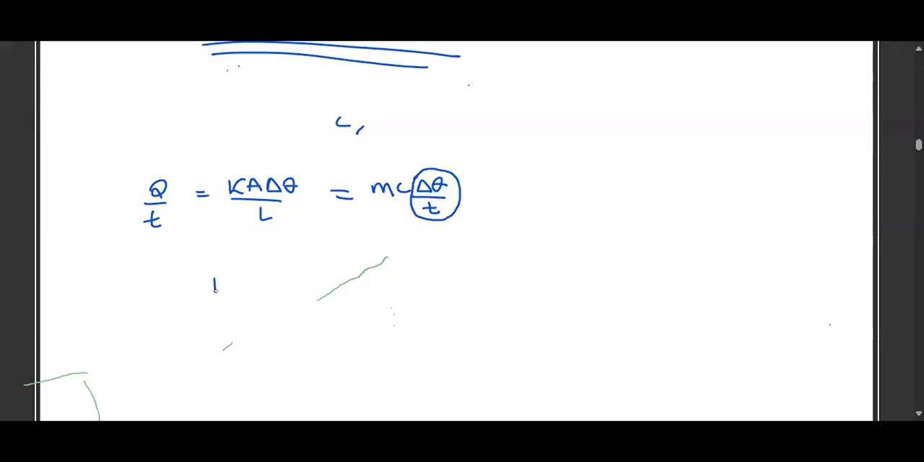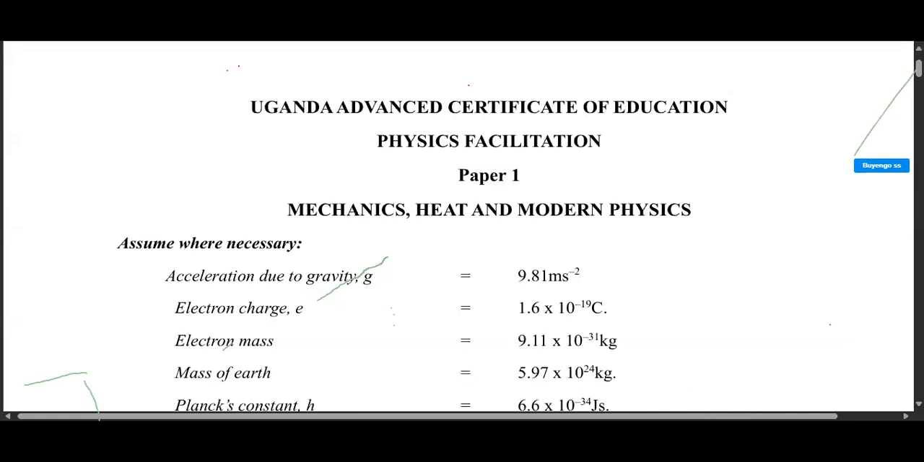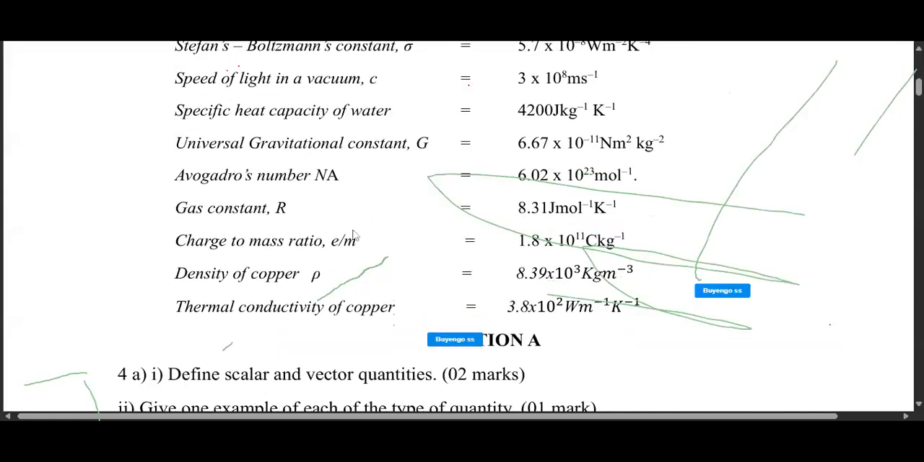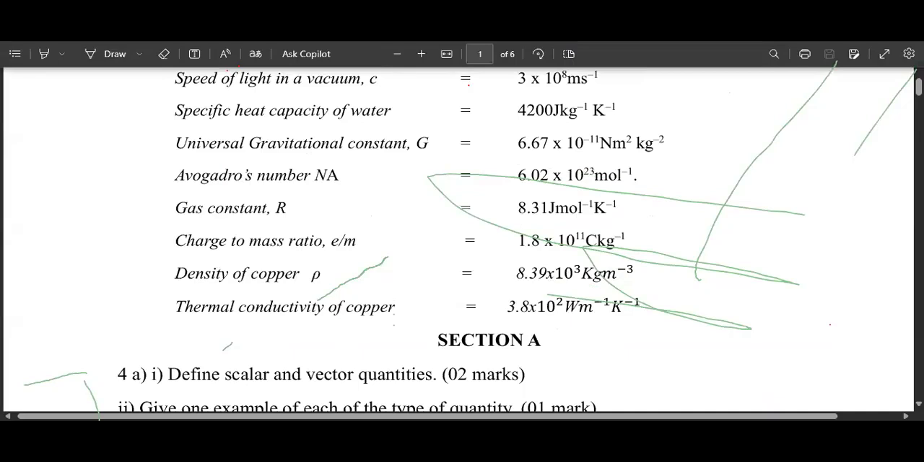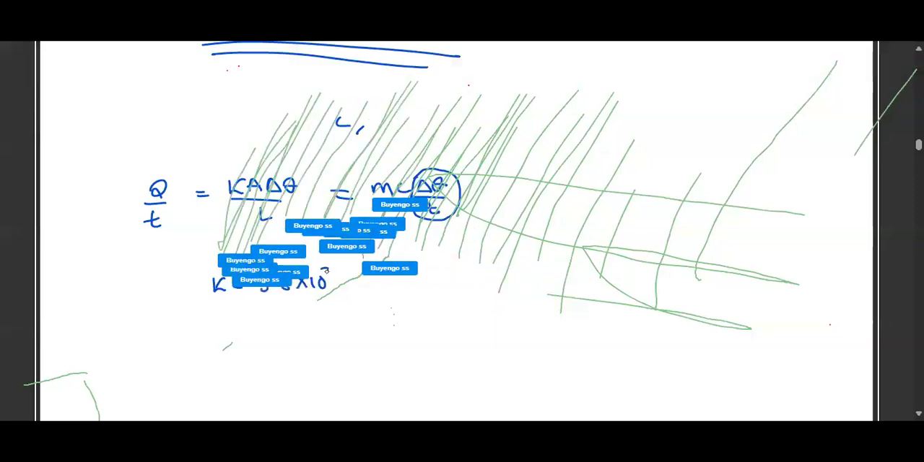Our K was given from the question. It is a copper kettle, so we can go back to our cover page and look at the thermal conductivity of copper, which is 3.8 times 10 power 2. So our K is already given as 3.8 times 10 power 2.